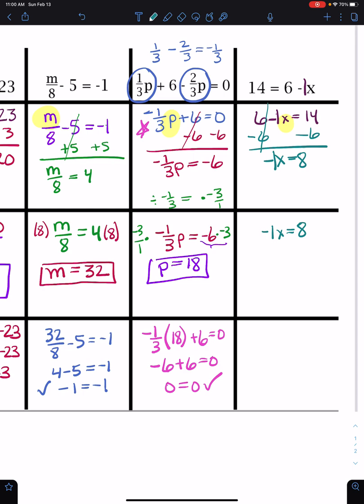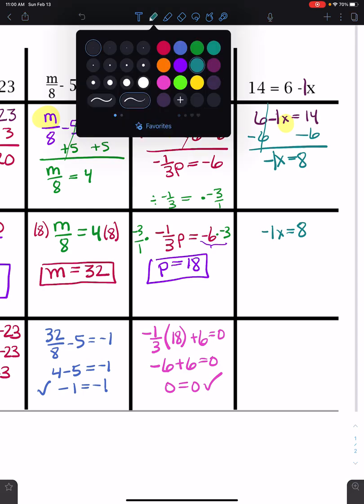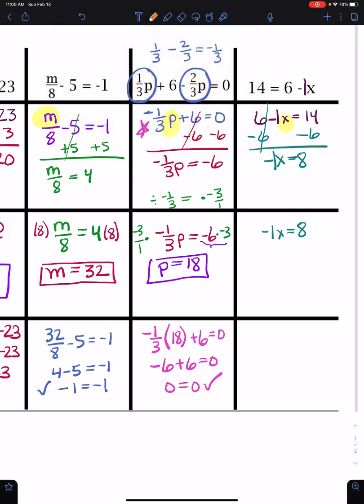Now I'm going to undo the coefficient. The coefficient here is negative 1. It's being multiplied by x, and the opposite would be to divide both sides by negative 1. So it looks like x equals negative 8.